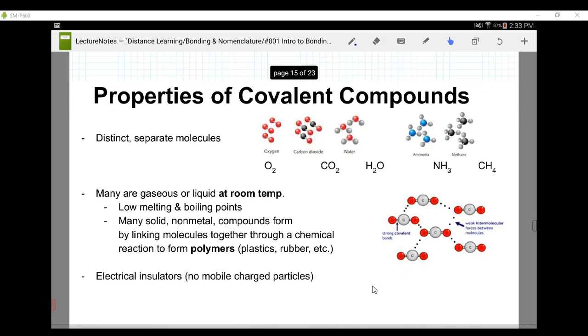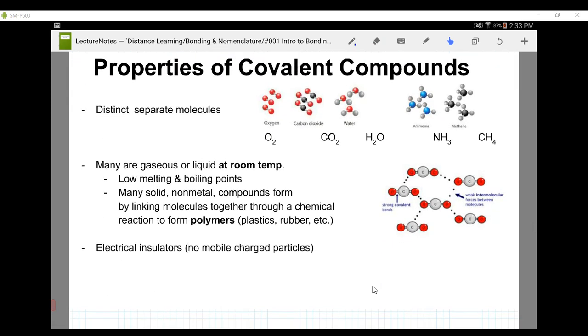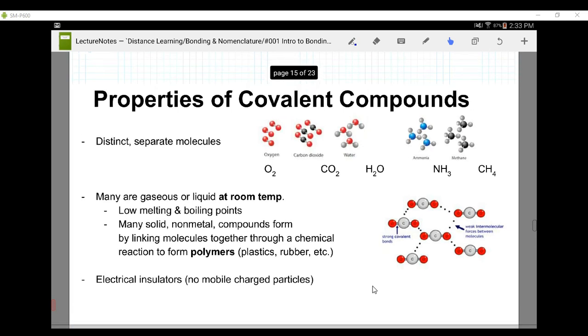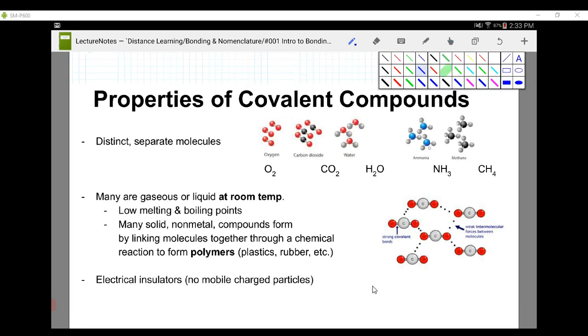In terms of properties, vastly different from ionic compounds because they do not have this large crystal structure. Instead, we have this separate, distinct molecules, right, where each of these examples here, oxygen, carbon dioxide, water, ammonium, and methane, each have individual molecules that are separate and distinct from each other. They are not one large unit like the crystals would be. Rather, the force of attraction between them is, remember, what we call an intermolecular force, like in this second diagram down here.